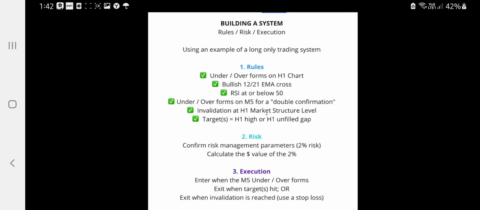And then your execution. So to execute, you want to enter when the M5 under over forms. You want to exit when your targets are hit, or exit when your invalidation is reached and use a stop loss. It's as simple as that.